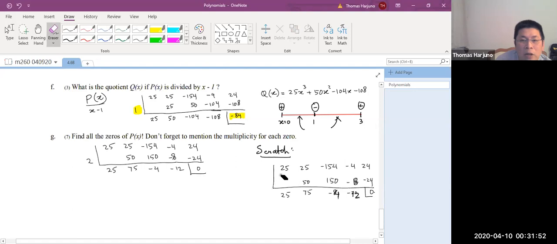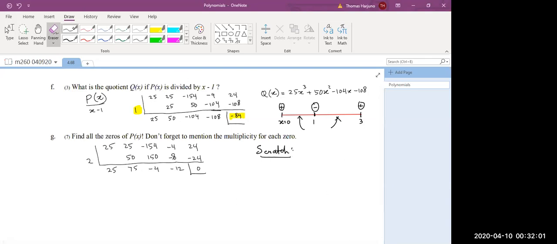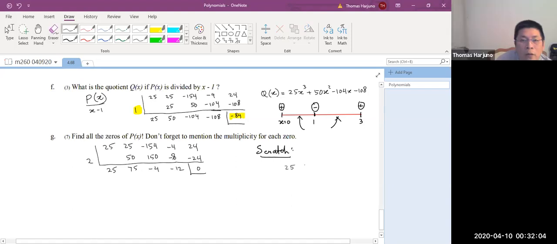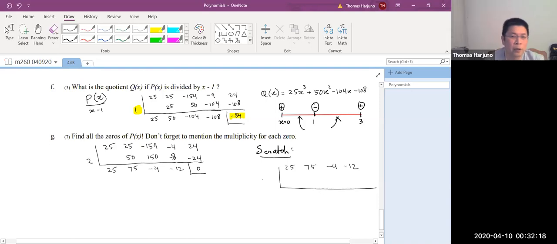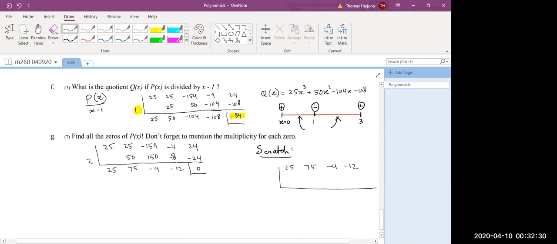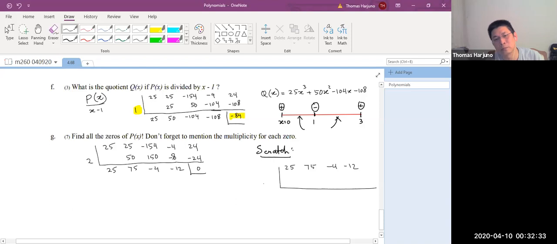But see, on my scratch work, I don't need to start from the very beginning anymore, right? I can just start from here now. 25, 75, -4, -12. It seems like it's quite hard for us to find the one between 0 and 1. Do you want to try a negative number maybe?